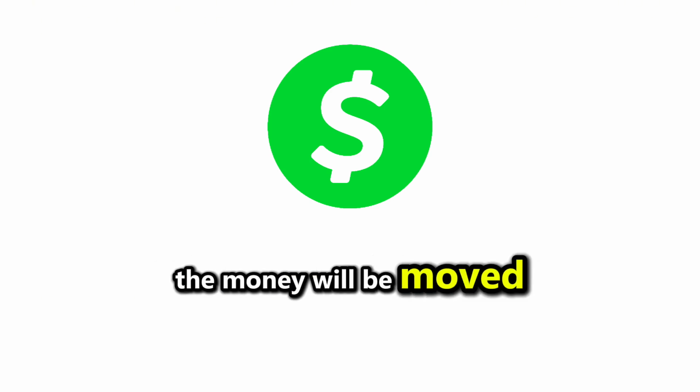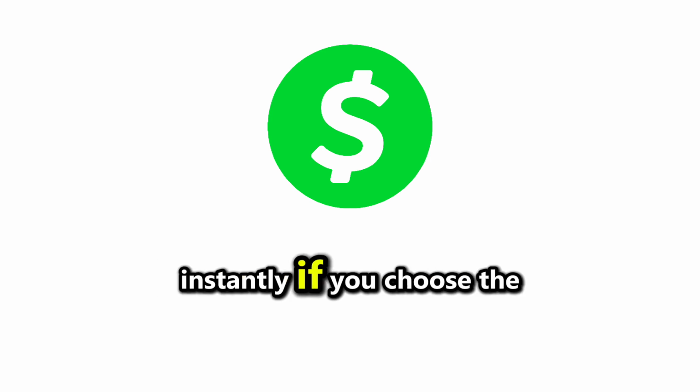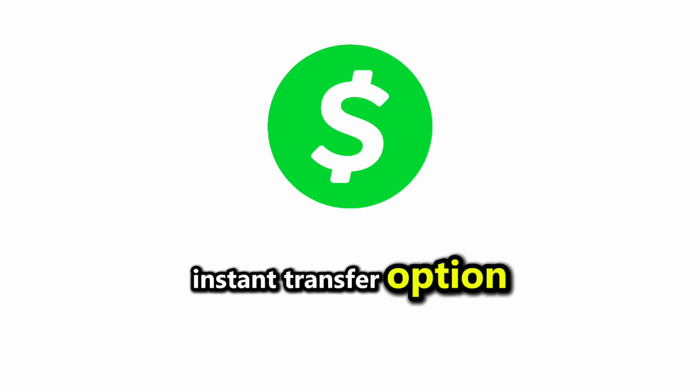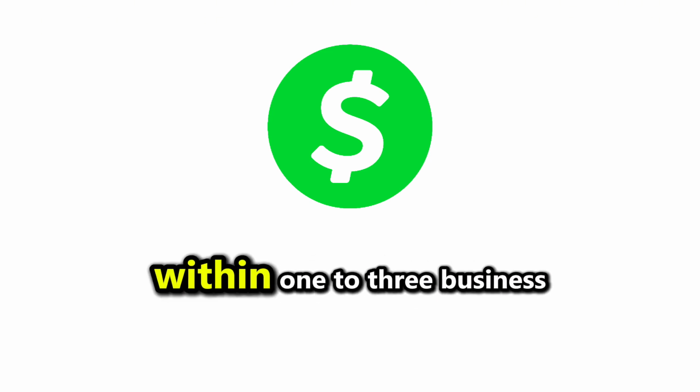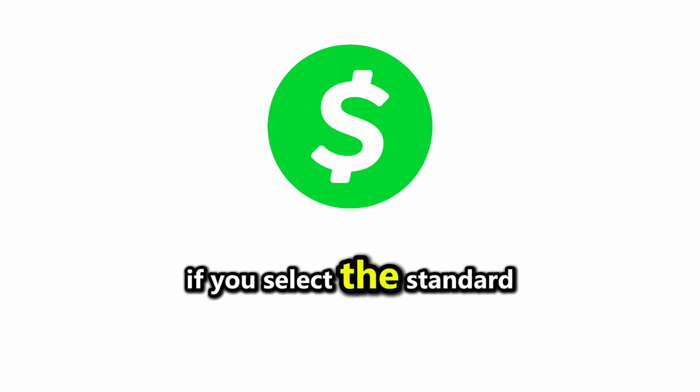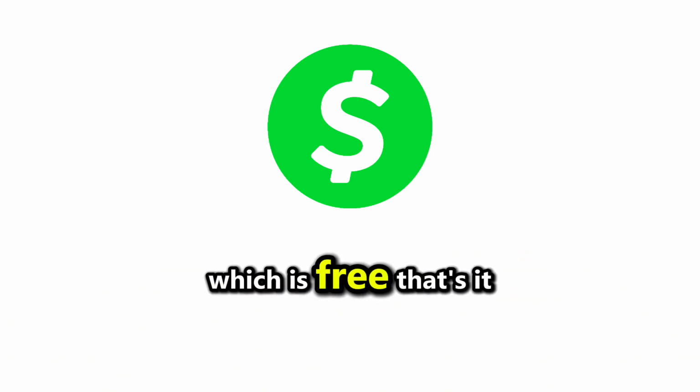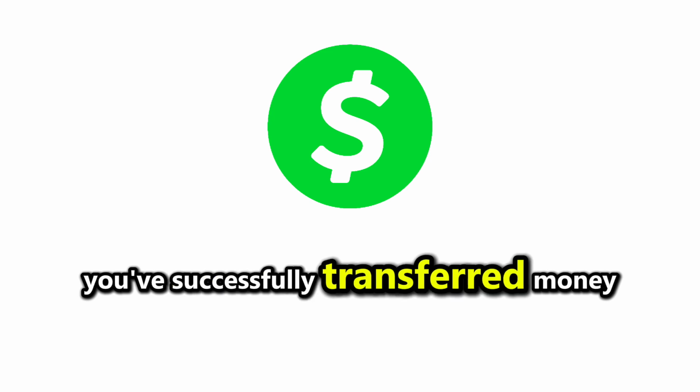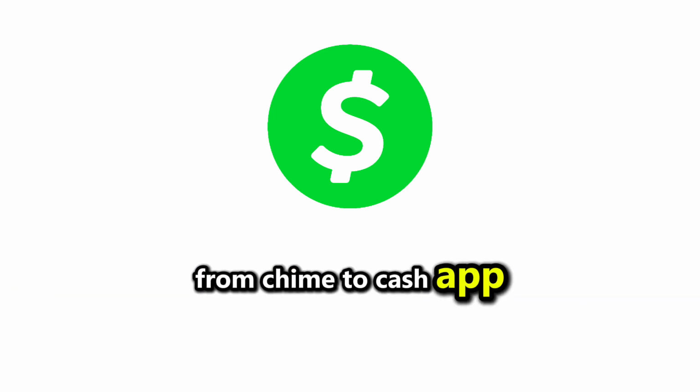The money will be moved from Chime to Cash App instantly if you choose the instant transfer option, with a small fee, or within 1 to 3 business days if you select the standard transfer, which is free. That's it. You've successfully transferred money from Chime to Cash App in just a few steps.